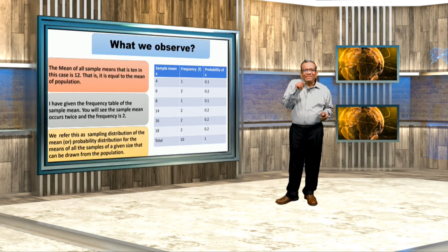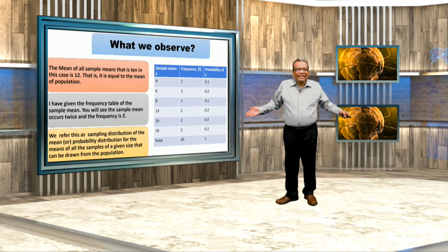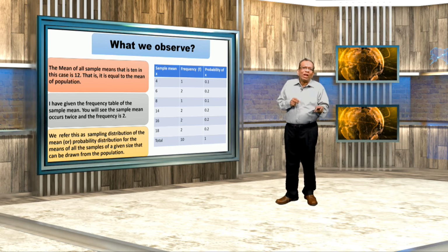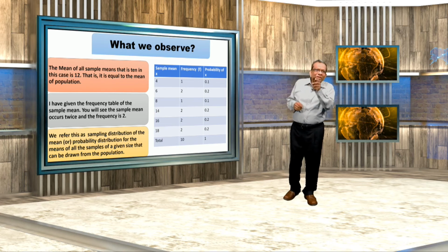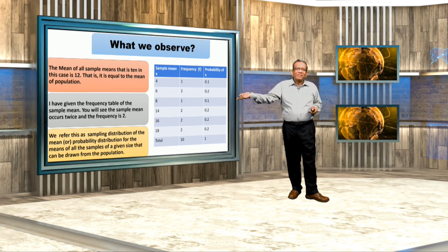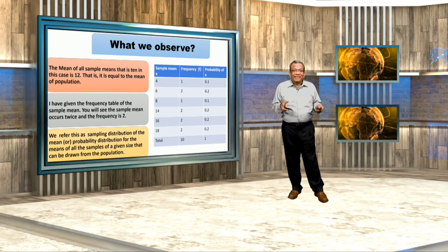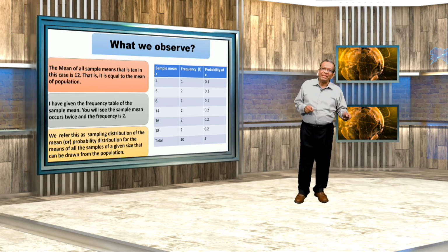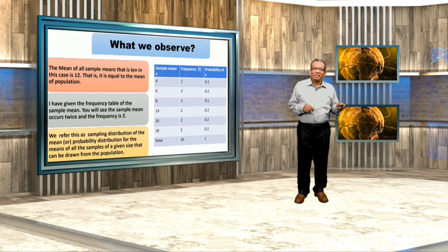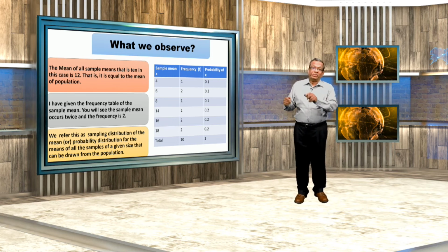That means the mean of all the sample means, 10 in this case, is 12. That is equal to the mean of the population. And I have given the probability frequency table of the sample means. You will see the sample means occur twice and the frequency is 2. We refer to this as the sampling distribution of the mean, or probability distribution for the means of all samples of a given size that can be drawn from the population.